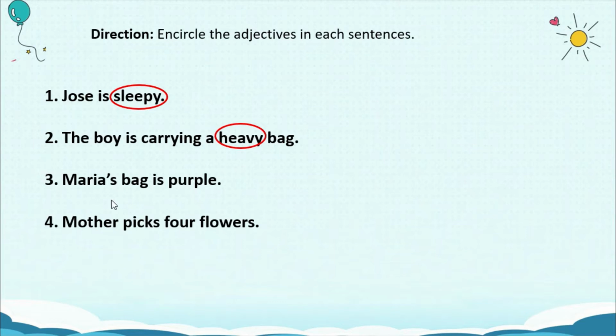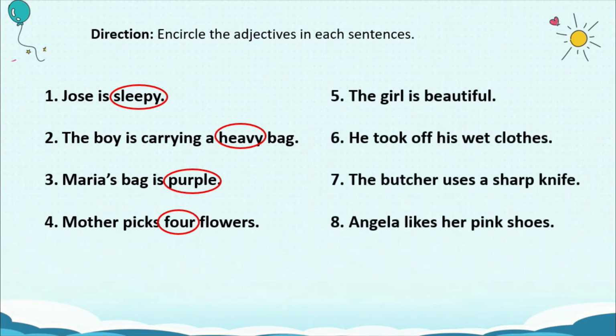For the third sentence, Maria's bag is purple. Purple is an adjective in the third sentence. And for the fourth sentence, Mother picks 4 flowers. Good job! The word 4 is also an example of adjectives. For the fifth example, the girl is beautiful. Beautiful is an adjective. Number 6, he took off his wet clothes. You're right. The word wet is also an adjective modifying the word clothes.